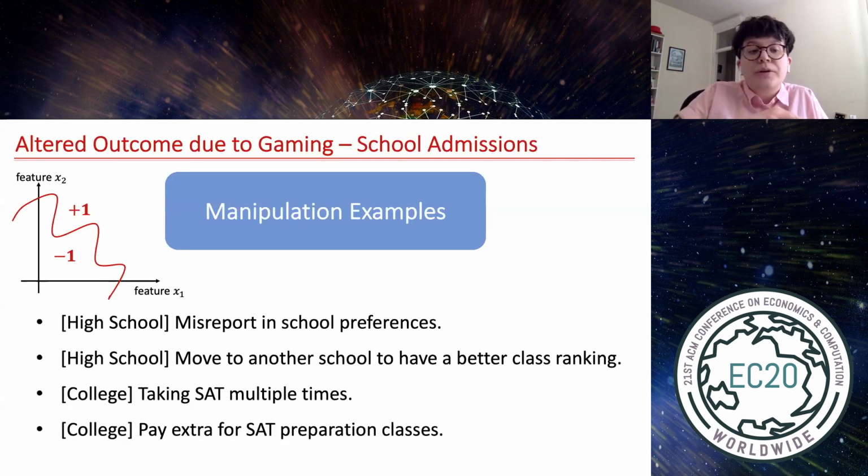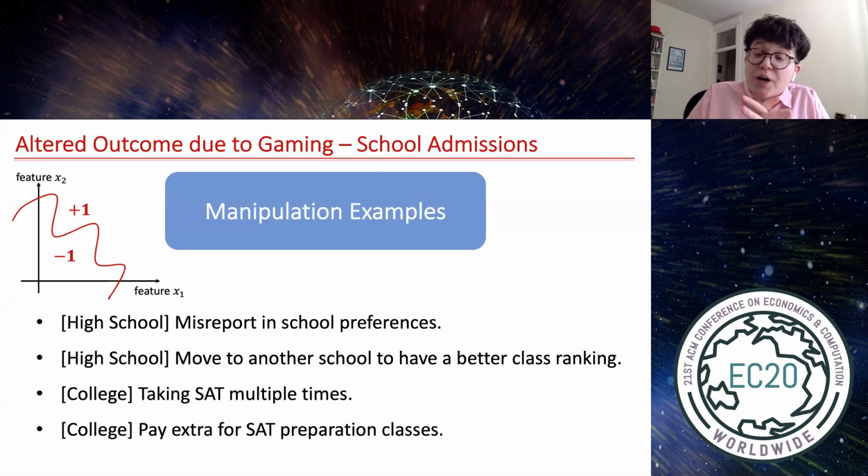All the applicants that have features that pass this classifier are classified as plus one, so they are admitted to the school. And all of the applicants that have feature vectors that are below the cutoff are classified as non-admitted. In order to game these algorithms, some manipulation examples include taking, for example, the SAT test multiple times in order to make the feature that corresponds to SAT score better, or paying extra for SAT preparation classes. Again, this would make the feature that corresponds to the SAT score become better.